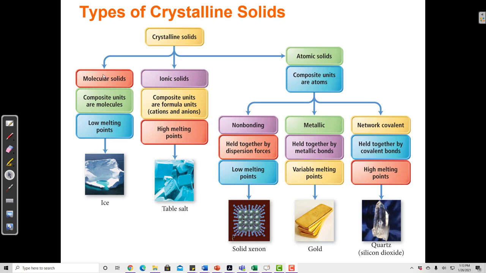So the reason that ice does not fit this description is because the water molecules, the oxygen in one water molecule, is only bonded to two other hydrogen atoms. So it's only bonded to the hydrogen atoms that are part of its molecule. If we were to consider H2O as a network covalent solid, then that oxygen atom that is bonded to two H atoms would also have to be covalently bonded to two other H atoms. So oxygen would be covalently bonded to four H atoms if it were a network covalent.